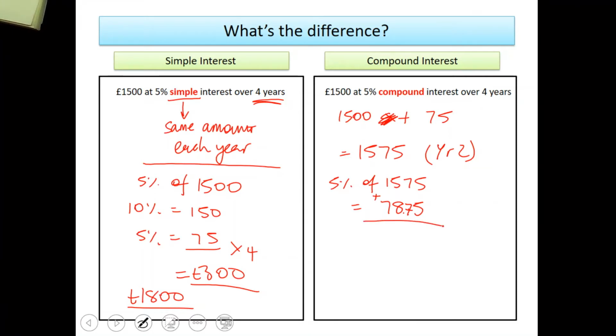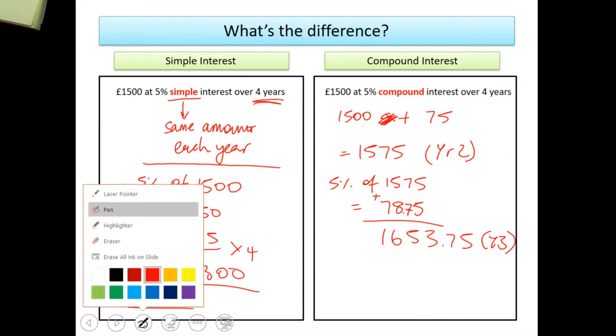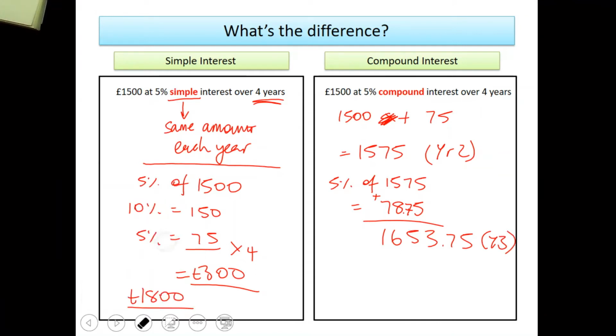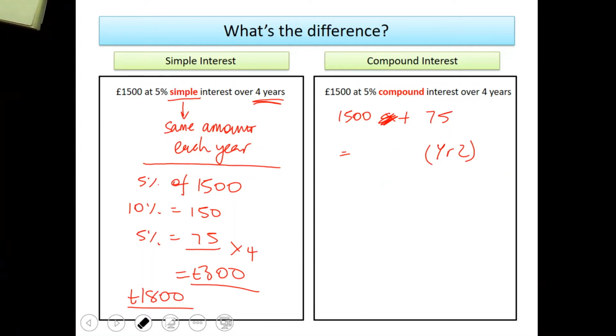That will give me what I have at the beginning of year 3, which is £1,653.75, so that's year 3, and so on and so forth. Now that takes a long time, so I'm not going to do it like that, but I'm just showing you that it grows every year, okay? But a much simpler, quicker way of doing it is to use the following formula. So this is a formula that you will need to memorize, you'll need to learn.